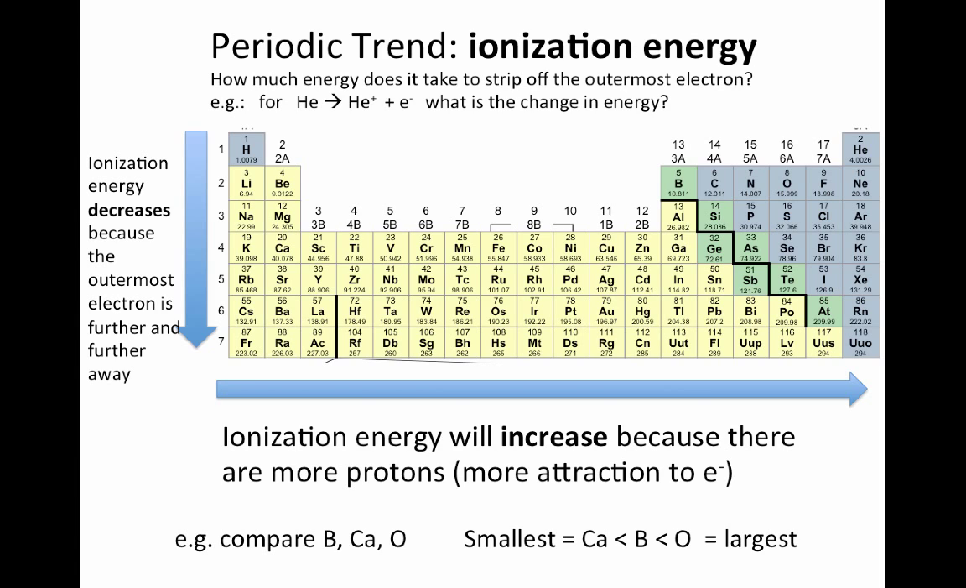So to sum up this ionization trend, the upper right-hand corner here will be the largest, most difficult to take an electron from: helium because it's on top and to the right. And the smallest will be down here at francium because it's at the bottom and it's to the left.